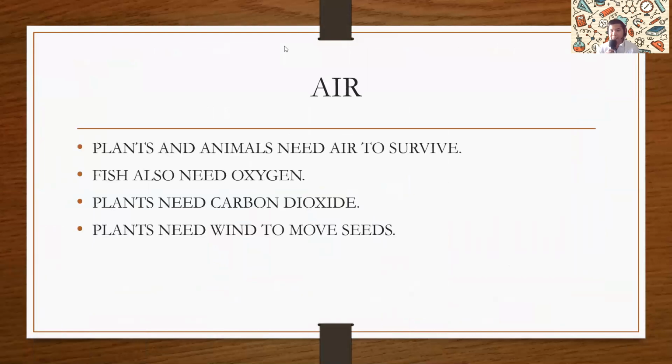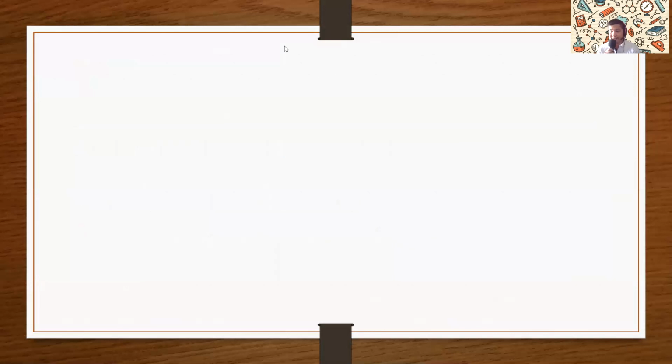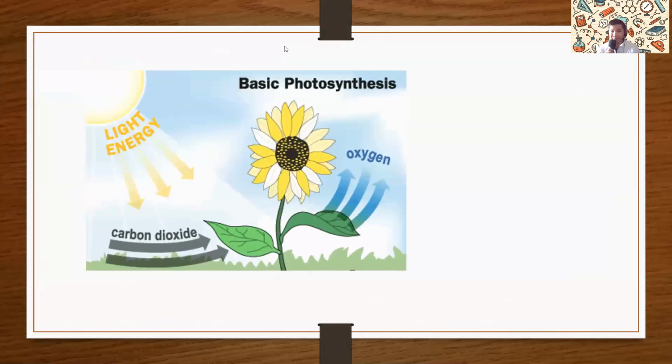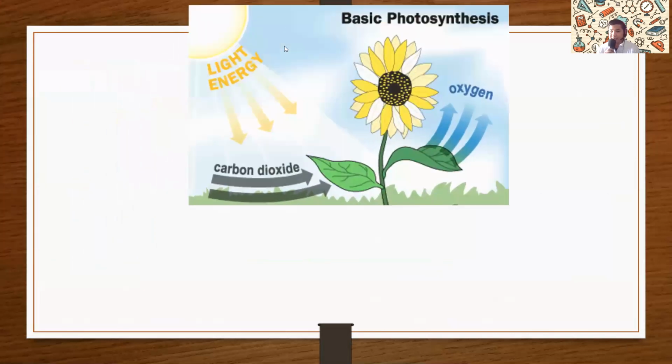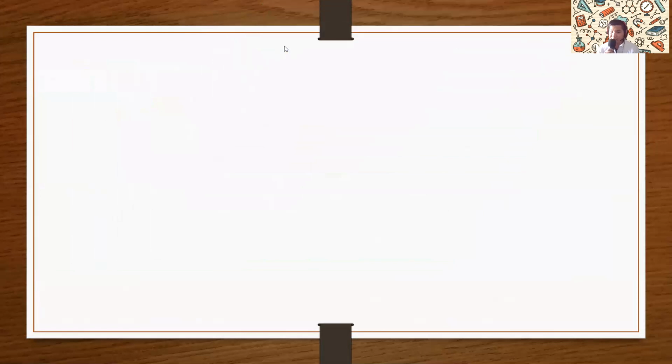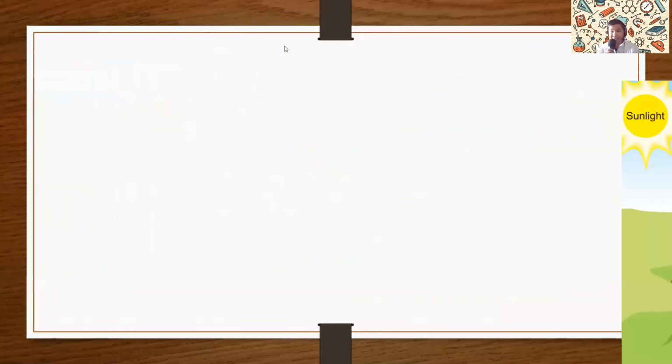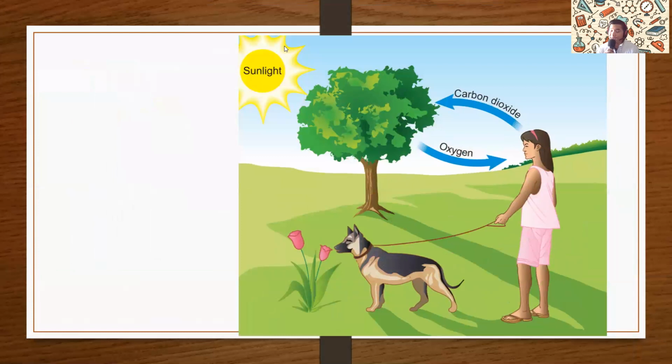Next non living thing is air. Plants and animals need air to survive. Fish also need oxygen. Plants need carbon dioxide, and plants even need wind to move their seeds. Let's take the examples. Just like what I said, plants need carbon dioxide and they give out oxygen. And us humans, we give out carbon dioxide and they give us oxygen.